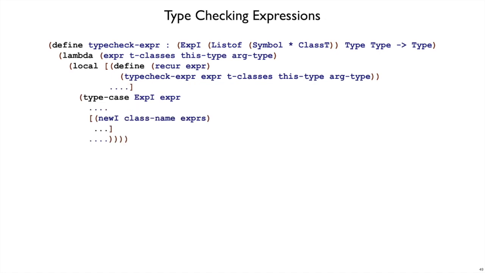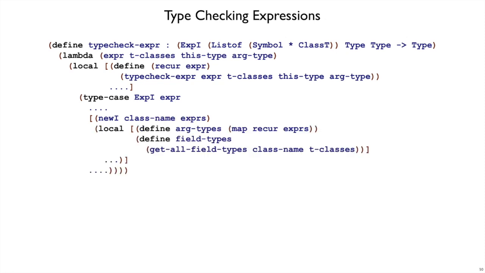NewI gets into the class-oriented part. So we've got NewI, a class name, and we have a list of expressions for the field values. So the first thing we can do is, we've got expressions, so we can recur and type check all of those expressions, and then we get the argument types, that is the types of the actual arguments to instantiating the class.